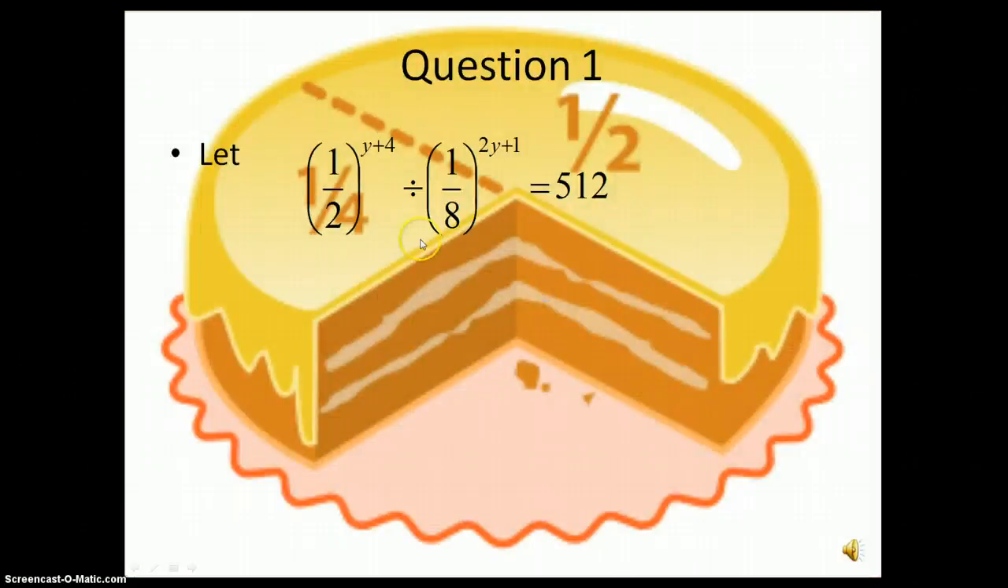So we'll start off with question 1. We've got (1/2)^(y+4) divided by (1/8)^(2y+1) equals 512.